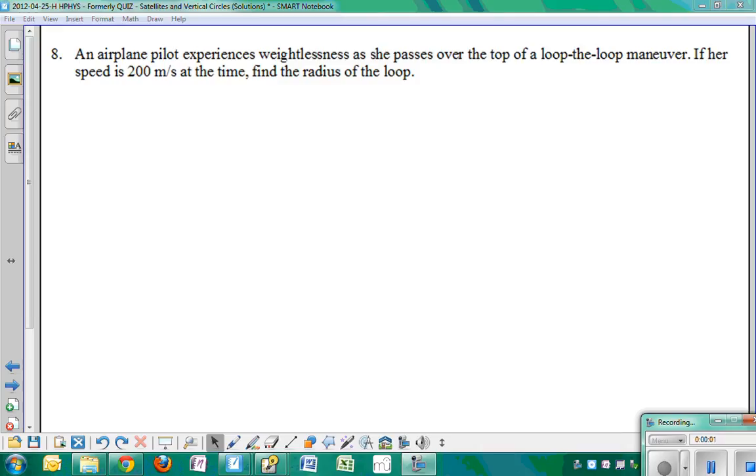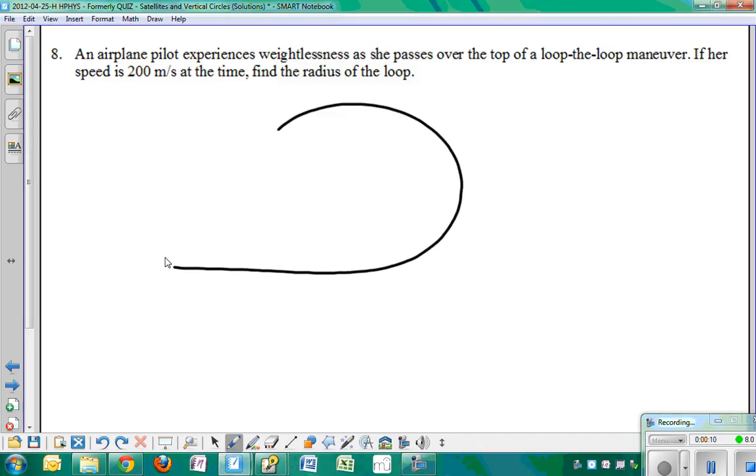Number 8, we have an airline pilot that is passing over the top of a vertical loop. A loop-to-loop maneuver means she's going to go around like this and around like this. At the top of her loop, she experiences weightlessness, which means, translated, that the airplane itself and she are both in a state of common free fall.